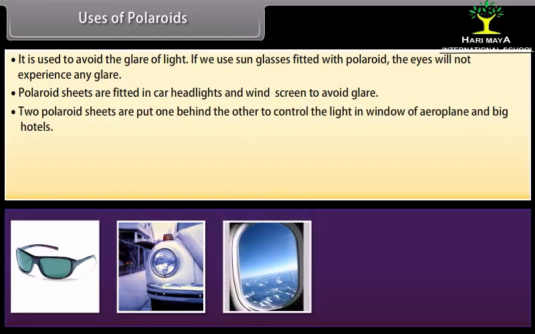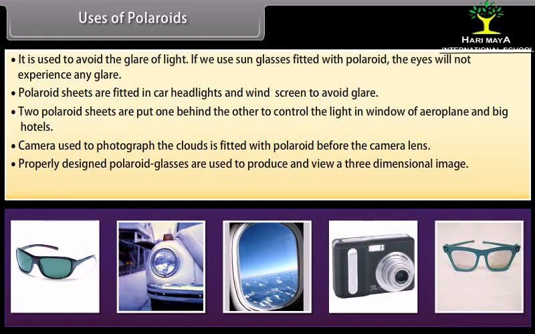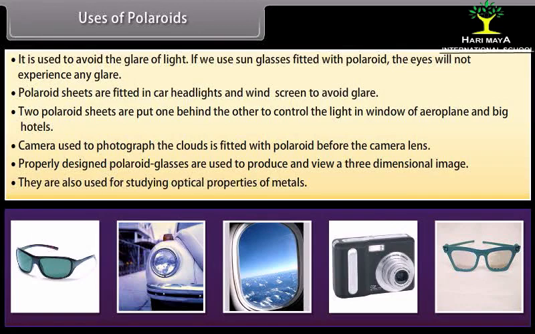Two Polaroid sheets are put one behind the other to control the light in windows of aeroplanes and big hotels. A camera used to photograph the clouds is fitted with Polaroid before the camera lens. Properly designed Polaroid glasses are used to produce and view a three-dimensional image. They are also used for studying optical properties of metals. Malus' Law.